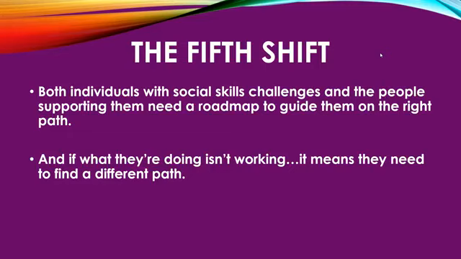And then number four is when we're trying to figure out how to shape that behavior, we have to figure out what is appropriate and effective for that student based on where they are and how they're progressing and what's important to them, not necessarily what's important to us. So the fifth shift is that for individuals with social skills challenges, for whatever reason, we need a roadmap to guide them on the right path. And then, obviously, if what we're doing isn't working, we need to make sure that we find a different path.